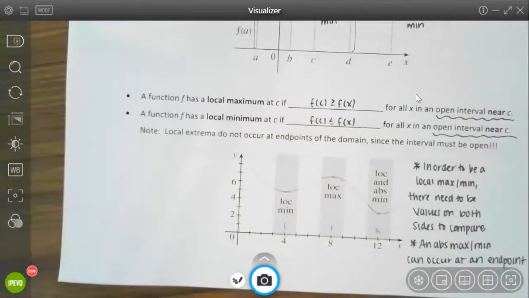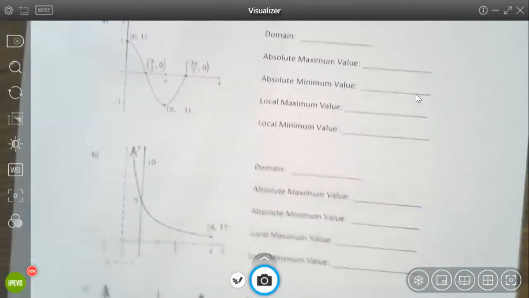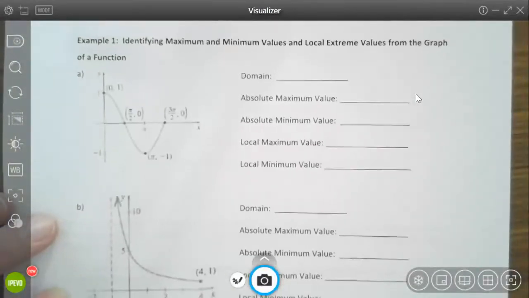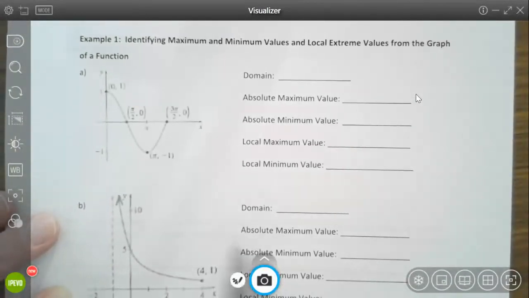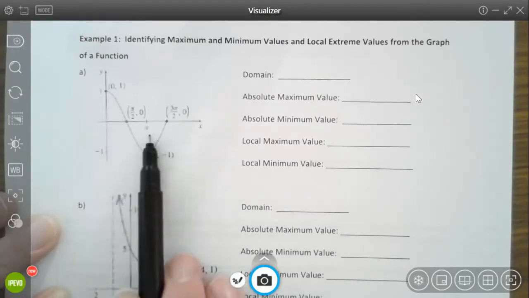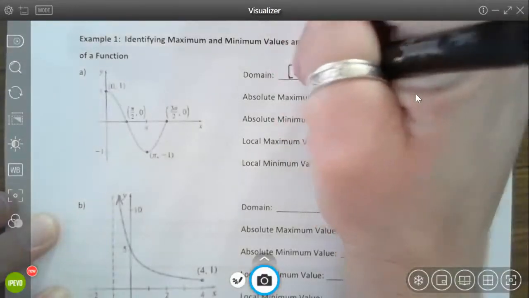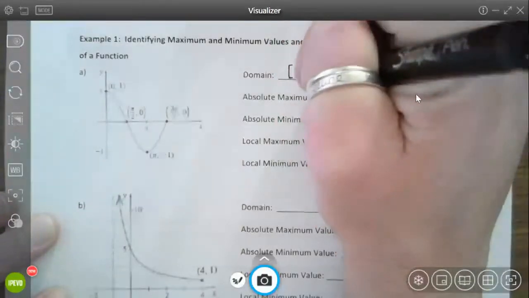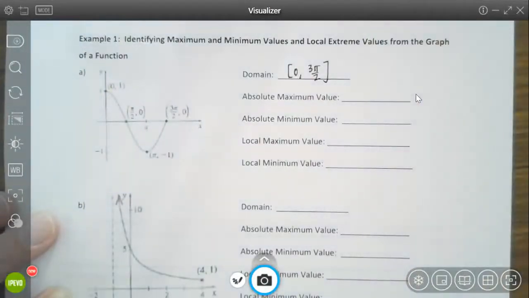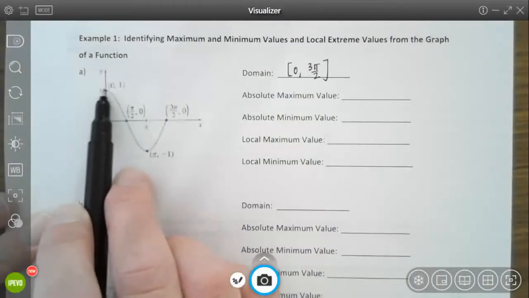All right, so let's take a look at a couple of examples of identifying local maxes and mins and absolute maxes and mins, and then we'll talk about how these are useful to what we've been doing in calculus so far. So I'm going to talk about a couple graphs here. First thing I want to identify of this graph is its domain. It looks like our domain is going from the x value of 0 to the x value of 3 pi over 2.